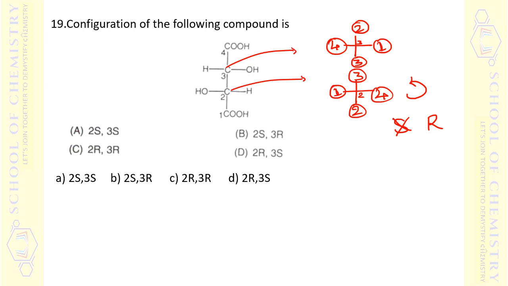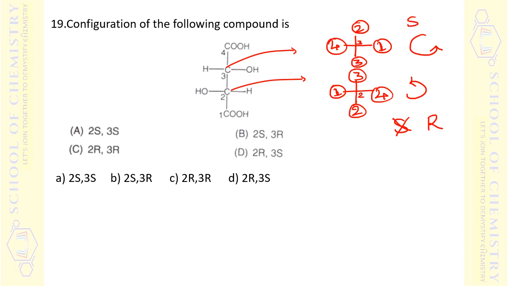So now again, if you look at the clockwise or anti-clockwise rotation, it is 1, 2, 3, 4 like this. Again it is anti-clockwise rotation itself, right? So anti-clockwise rotation means, same thing, it should have been S, right?